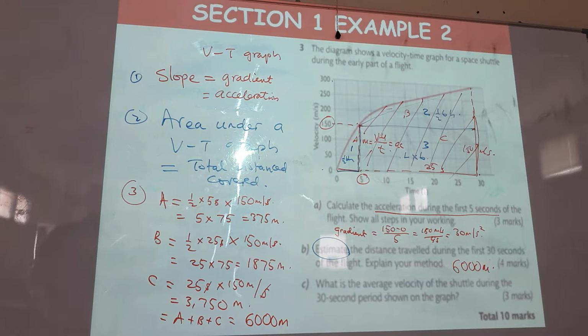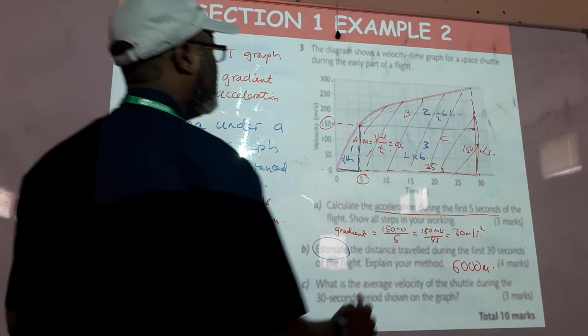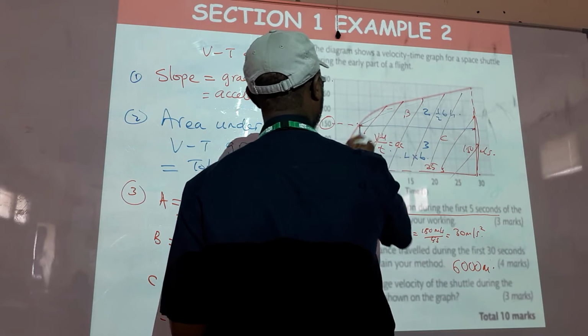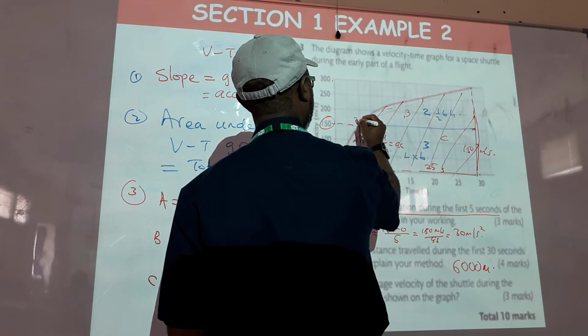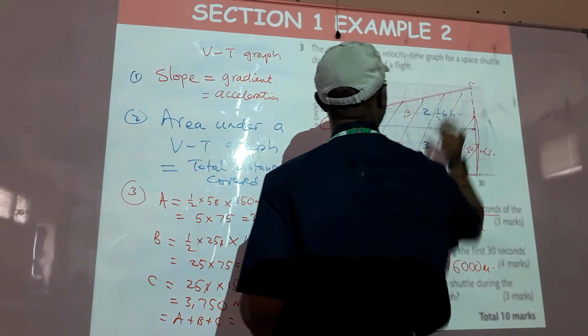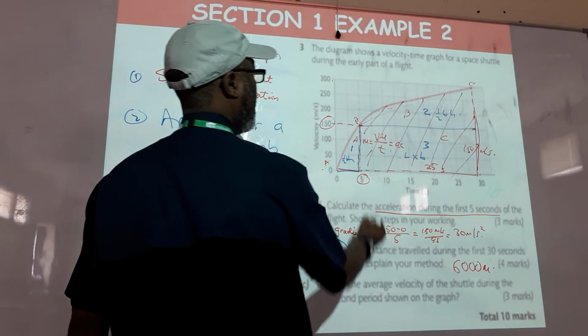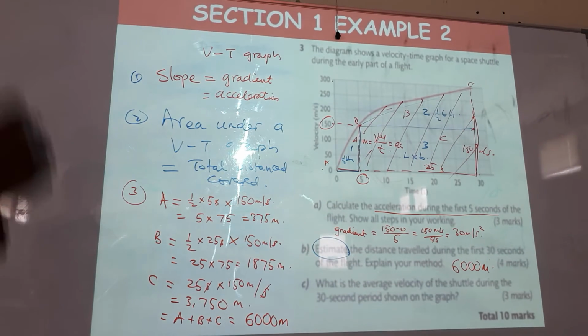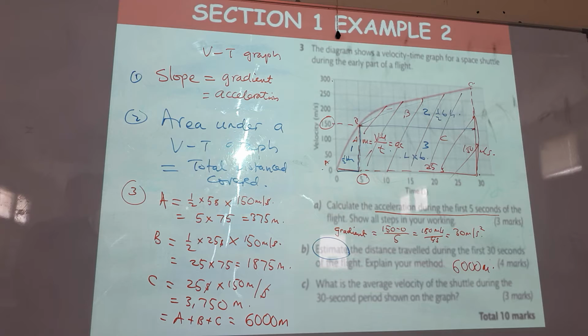What is the average velocity of the shuttle during the 30-second period shown on the graph? We can take the velocity stage by stage, one section from A to B and the other from B to C, and average it out. Or we can find the total distance traveled over total time.